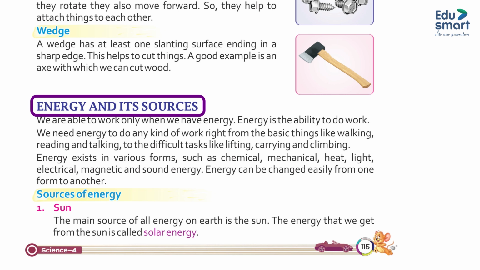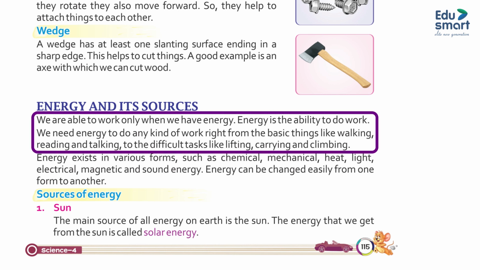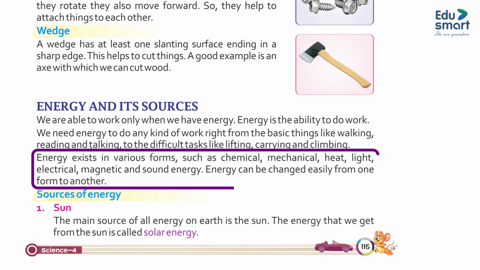Energy and its sources. We are able to work only when we have energy. Energy is the ability to do work. We need energy to do any kind of work, right from the basic things like walking, reading, and talking to the difficult tasks like lifting, carrying, climbing. Energy exists in various forms such as chemical, mechanical, heat, light, electrical, magnetic, and sound energy. Energy can be changed easily from one form to another.